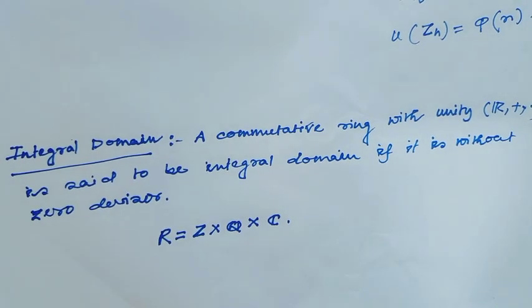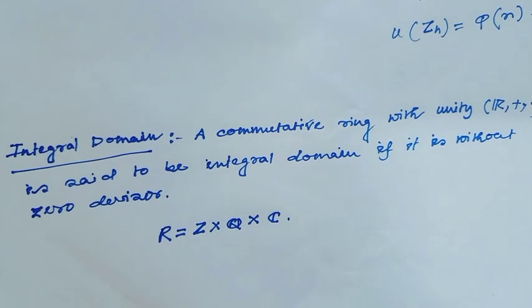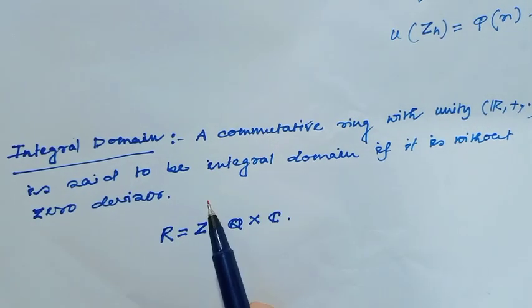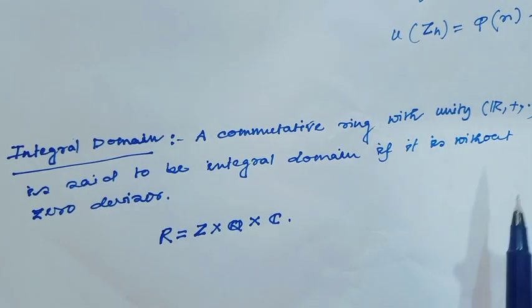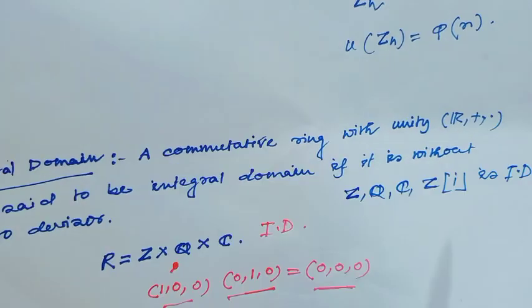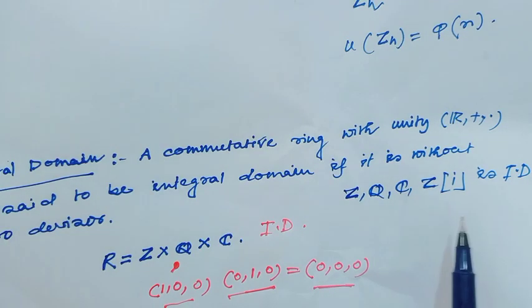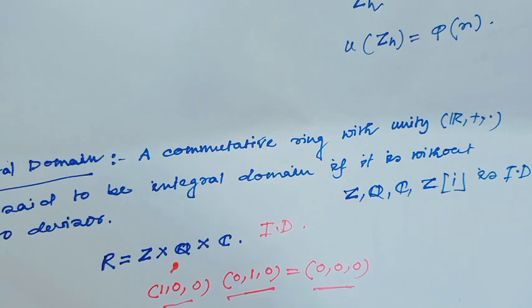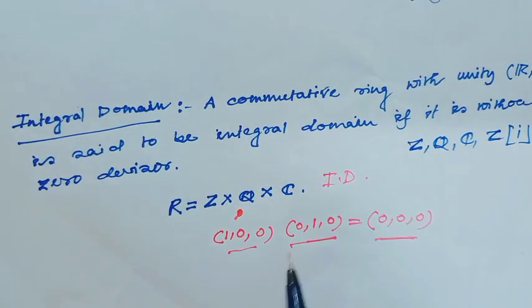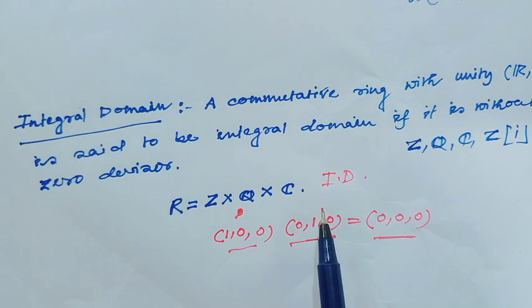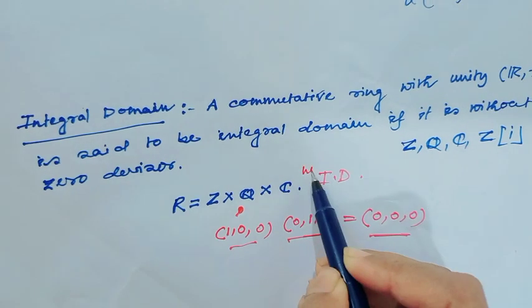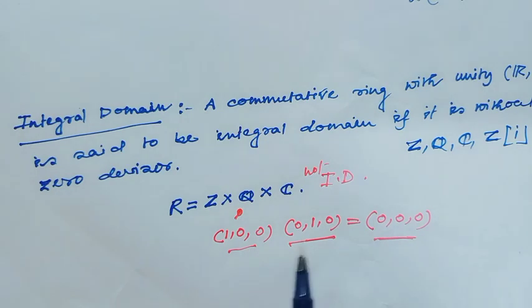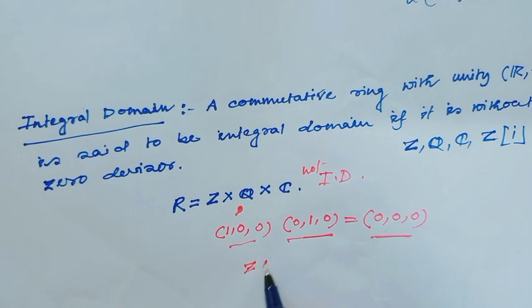We all know what an integral domain is. A commutative ring with unity is said to be an integral domain if it is without zero divisors. We all know Z, Q, the complex numbers, and Z[i] are all integral domains. But if we consider Z cross Q cross C, then this is not an integral domain, because consider these two non-zero elements whose multiplication is 0, but these two elements are non-zero. So this set contains zero divisors.